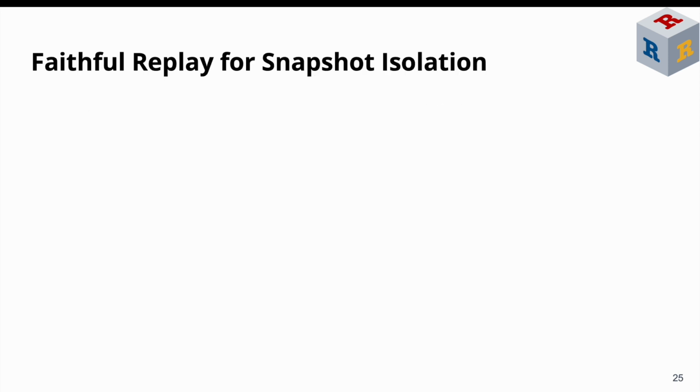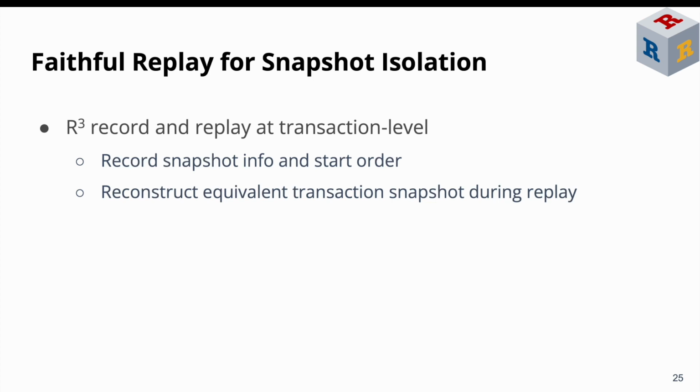So how can we replay under snapshot isolation? Well, we only record transaction-level information, including the snapshot information and transaction start order, and during replay, we reconstruct a transaction snapshot that is equivalent to the one each transaction saw originally.